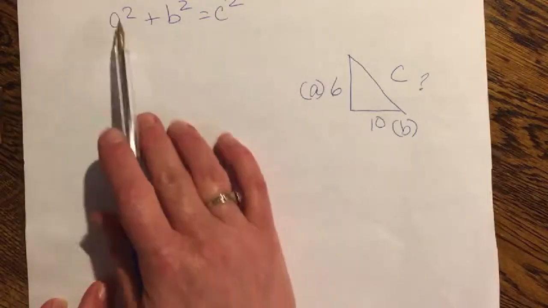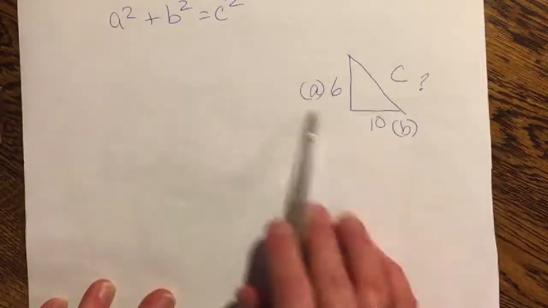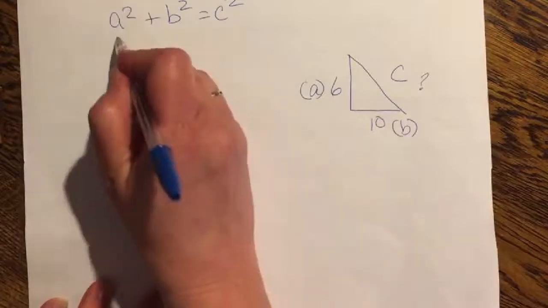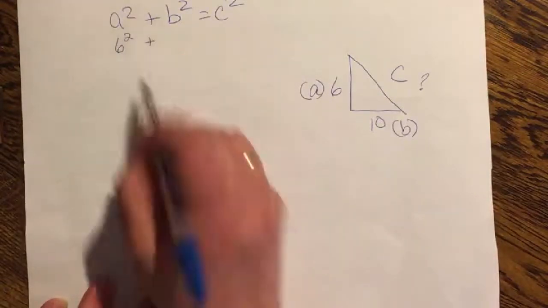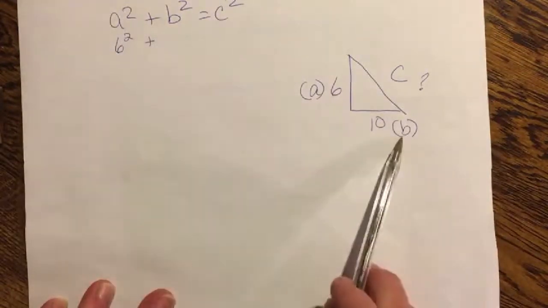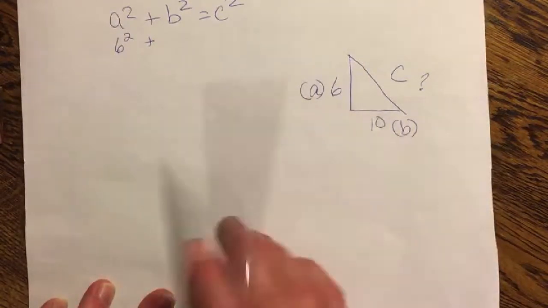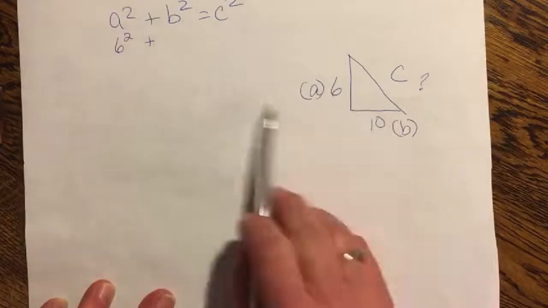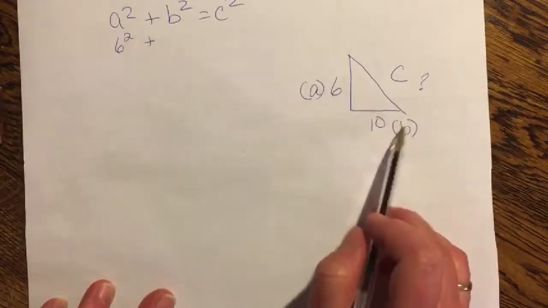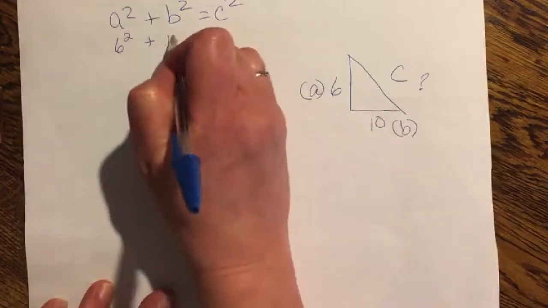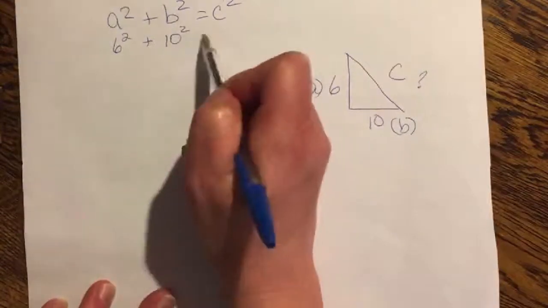All right, so A. We come over here to the picture. A is 6. So I say 6 squared. I look at B. B is 10 in my picture. Maybe you labeled yours different, and your numbers will be flip-flopped. But if you did your picture like my picture, B will be 10. So 10 squared equals C squared.